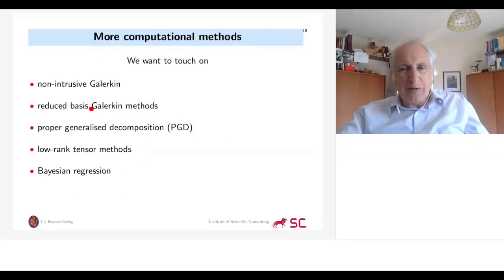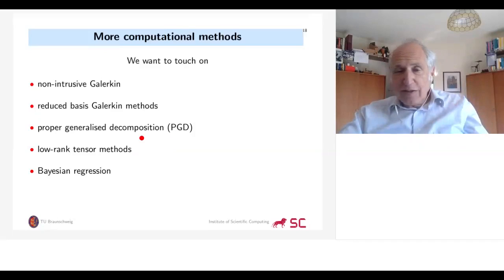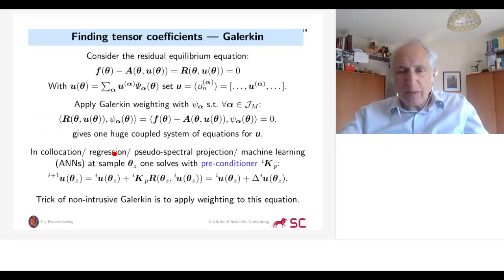So I'm going to talk about, just touching on it really, non-intrusive Galerkin, reduced basis Galerkin methods, and proper generalized decomposition, which is a way of producing this low-rank tensor, what I was talking about with Galerkin methods in the first place. And low-rank tensor methods, actually, I'm not going to mention in Bayesian regression. I'm also not going to mention it, something for tomorrow. Okay, so that should have gone away here.